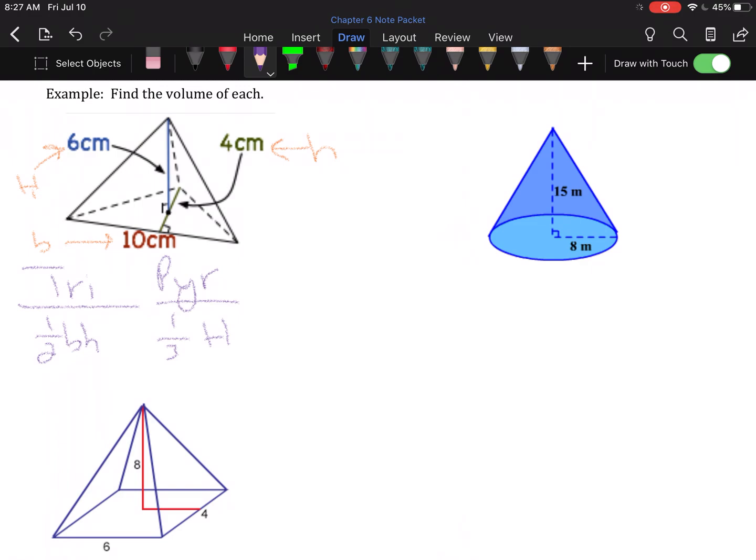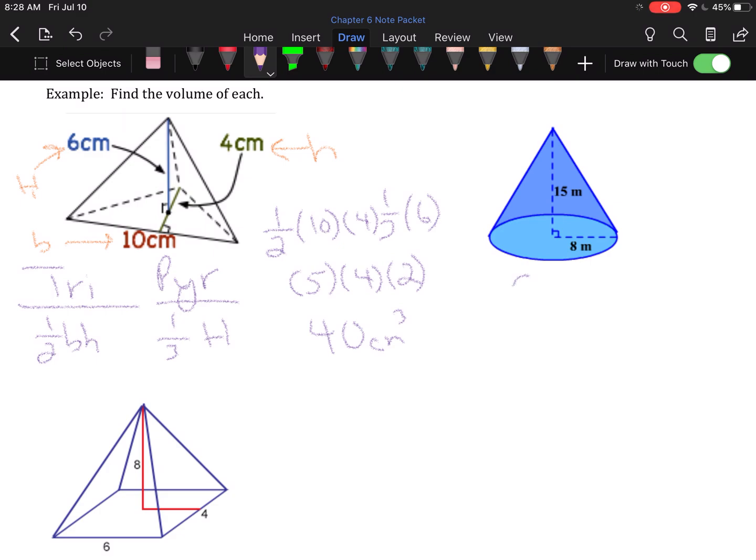So when we put this into the formula, we're going to have 1/2 times 10 times 4 times 1/3 times 6. This is all multiplication. Simplify this as much as you can. So I see a 1/2 times 10, I'm going to make that 5. And 1/3 times 6 is 2. If I can make my life easier, I'm going to. 2, 4, and 5. 4 times 5 is 20. 20 times 2 is 40. So this is 40 cubic centimeters.